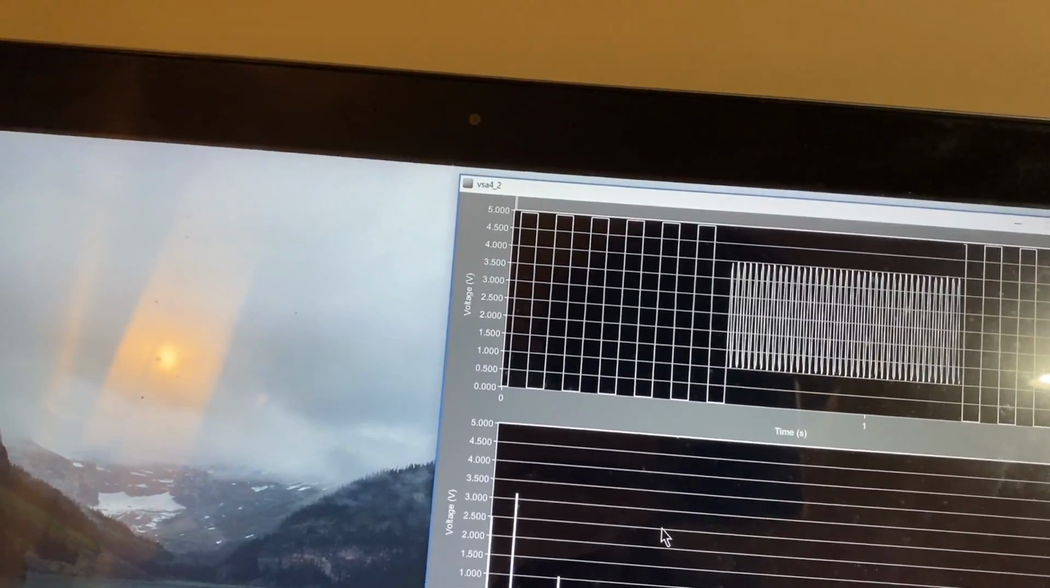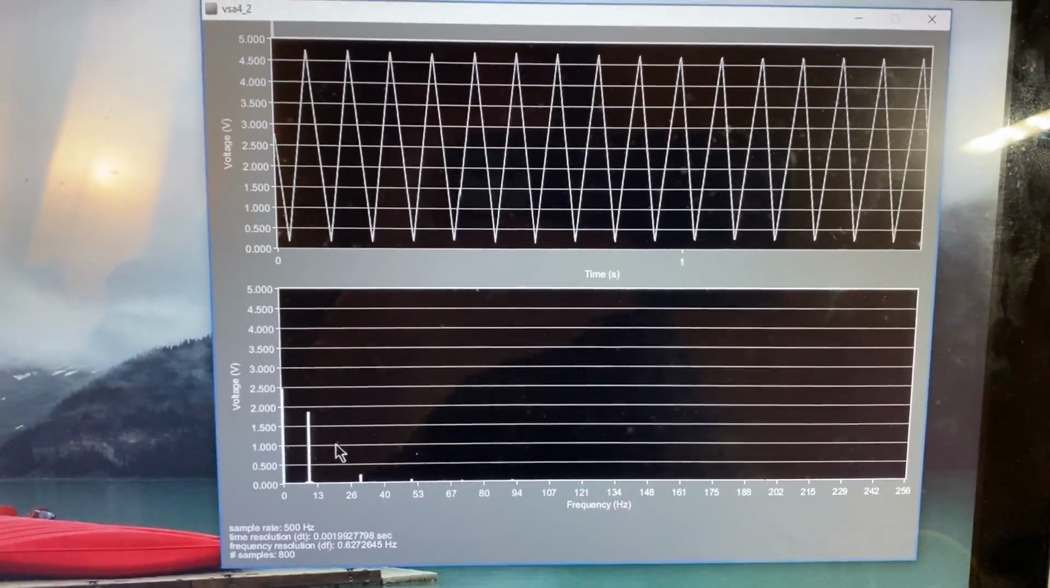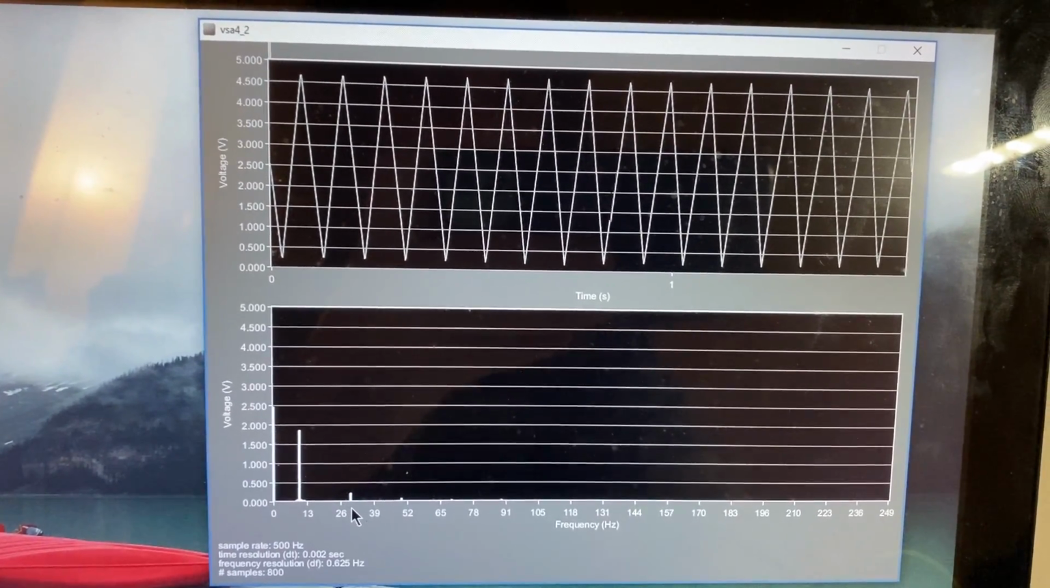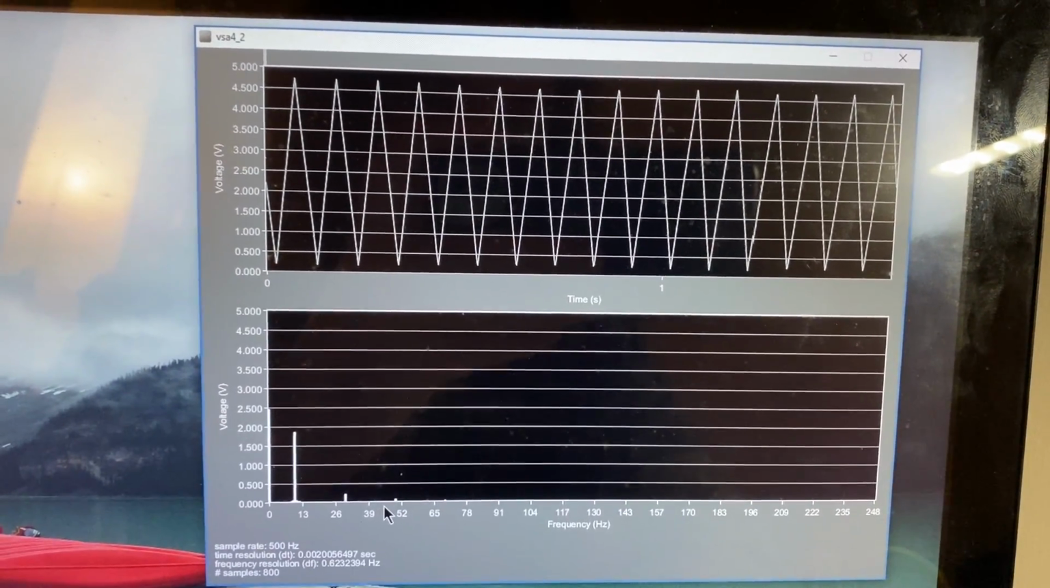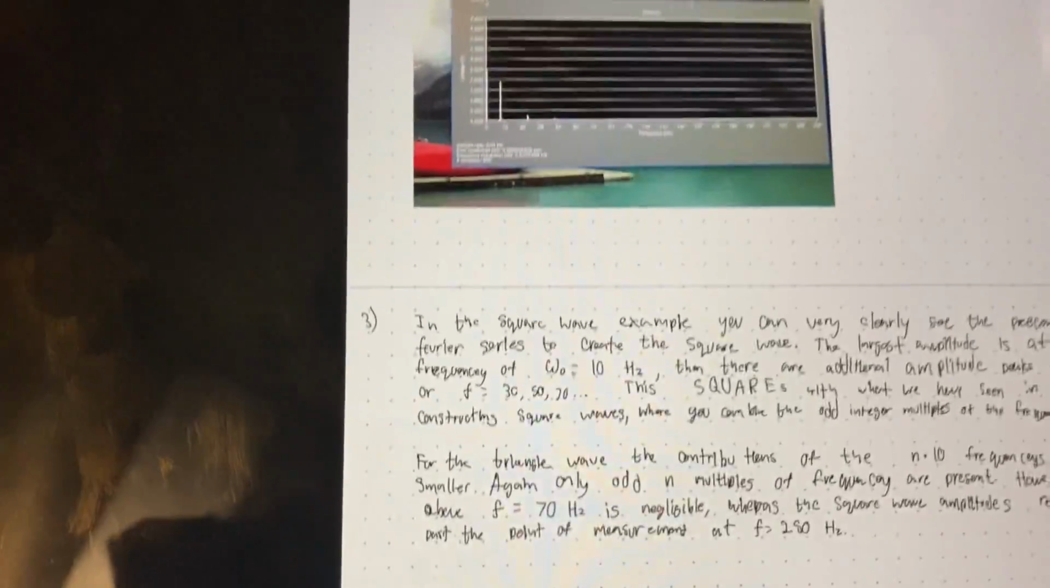And then if we switch this to the triangle wave, you can see that the 10 and 30 Hertz and even the 50 Hertz frequencies are still present, but much less pronounced. So you can see that and that.